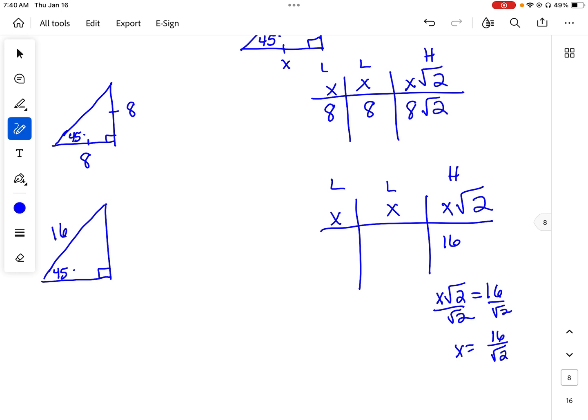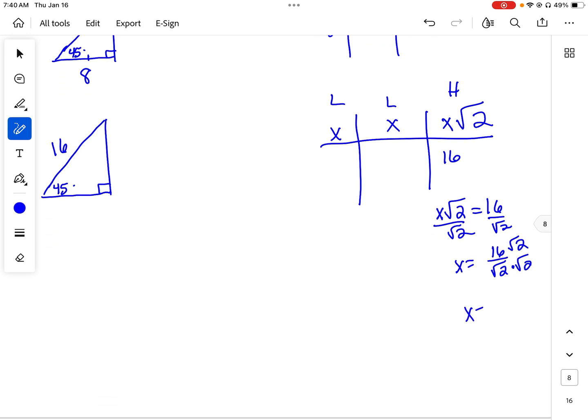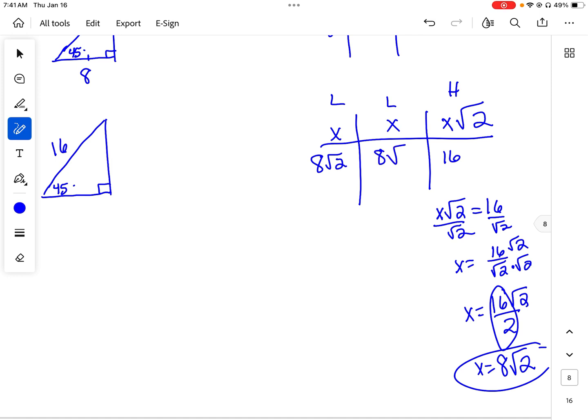Can't leave it like that. So we're going to multiply by our denominator, square root of 2. That gives 16 square root of 2 over 2. But then we simplify. So x equals 8 square root of 2. So our legs are 8 square root of 2. Okay, that is it for this lesson.